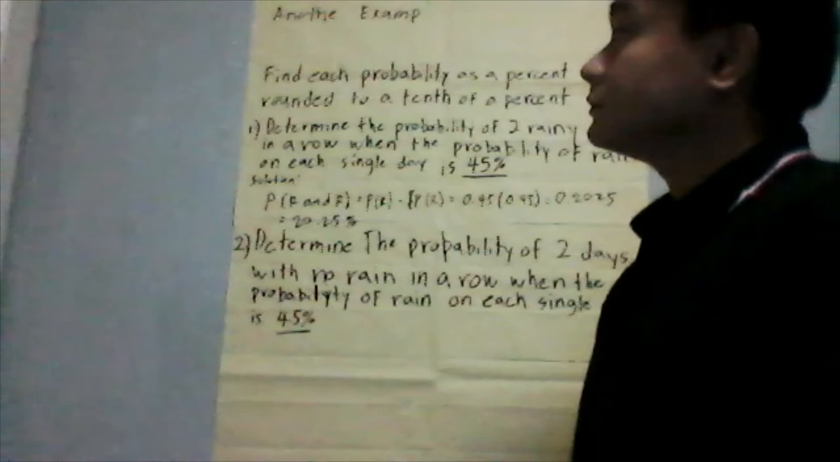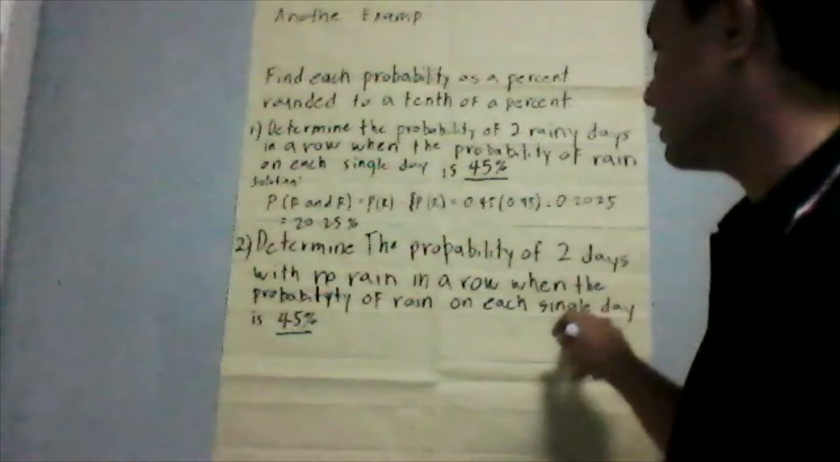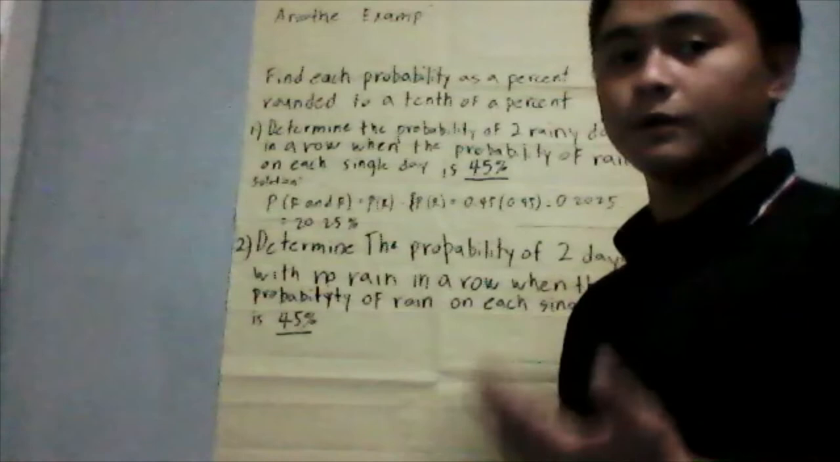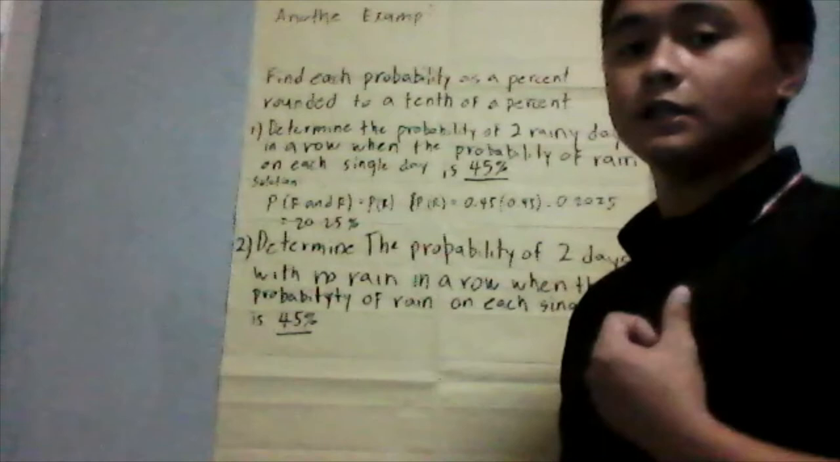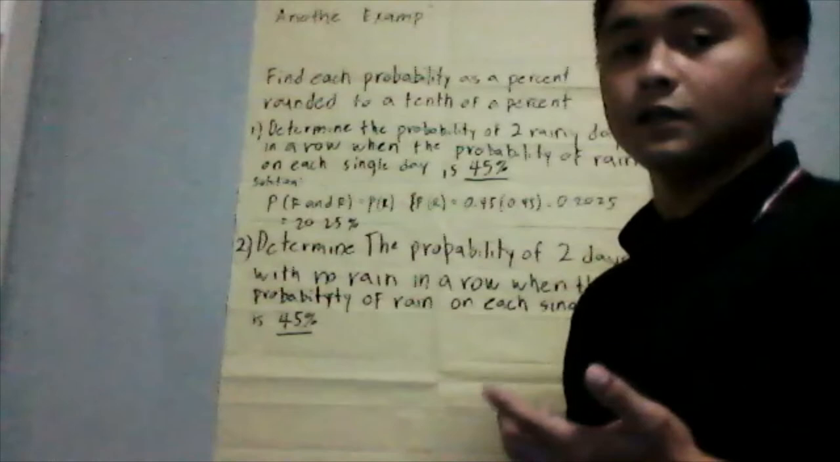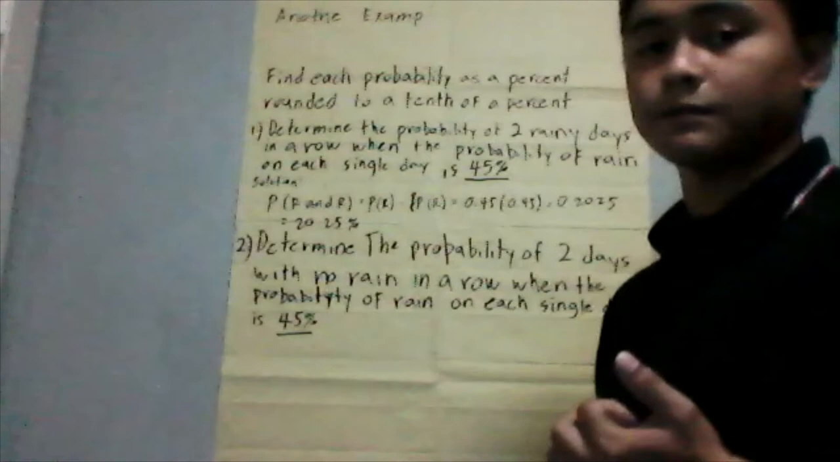This is the second question. Determine the probability of 2 days with no rain in a row when the probability of rain on each single day is 45%. Because the probability of rain on each single day is 45%, whether there is rain on the first day or not does not affect whether there is rain on the second day. Therefore, when we have independence, the probability of A and B is equal to the probability of A times the probability of B. So in our case, the probability of rain on the first day and rain on the second day is equal to the probability of rain on the first day times the probability of rain on the second day in both cases.